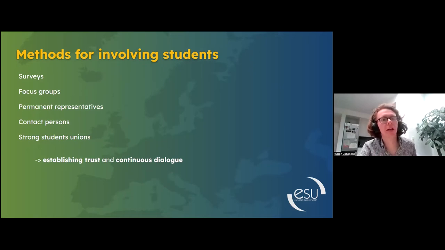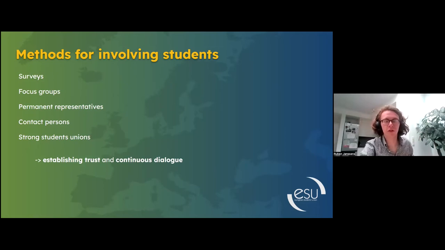Information is incredibly important. If they don't have correct information already about how the institution works, then they can't engage in the same way as teachers, for example, or as staff of the university, because students are here for a much shorter time. So that means that they need to be supported in this process of being engaged. And for that, we have strong student unions as well.